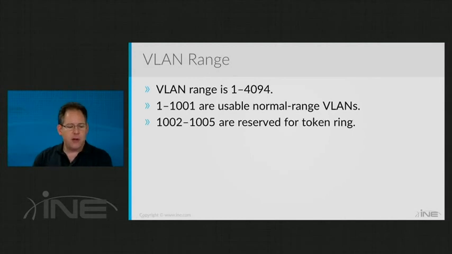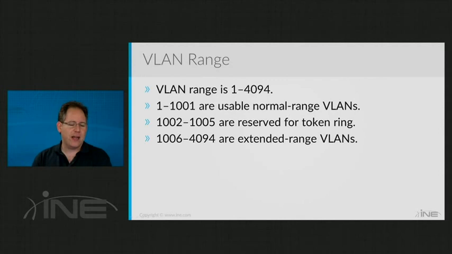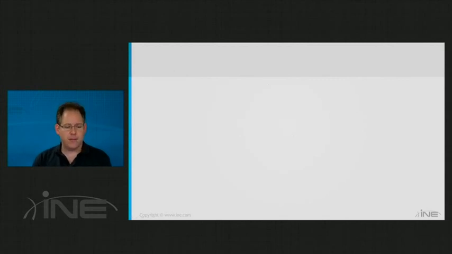Then we've got some VLANs in the middle, 1002 through 1005, which are really old. Those were reserved for token ring. Can't really touch those, nothing you can do with those. And then VLANs 1006 through 4094 are considered extended range VLANs. Now if you want to use those numbers or any numbers in that range, there are some gotchas and some caveats you need to be aware of.